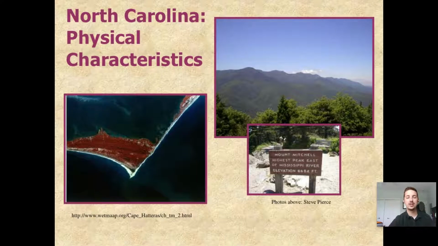Some physical characteristics we have here in North Carolina, the Outer Banks, the mountains. We have Mount Mitchell, which is the highest peak east of the Mississippi River, which is what kind of location? What kind? Oh, relative location. Oh, that's good. Thank you. Good job. Relative location is an example of that.